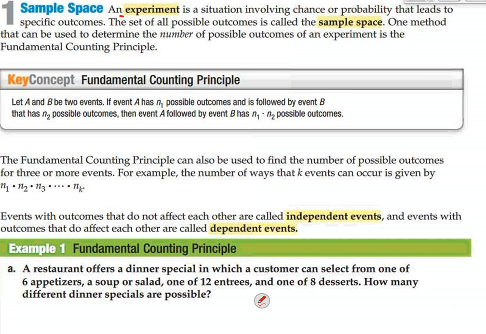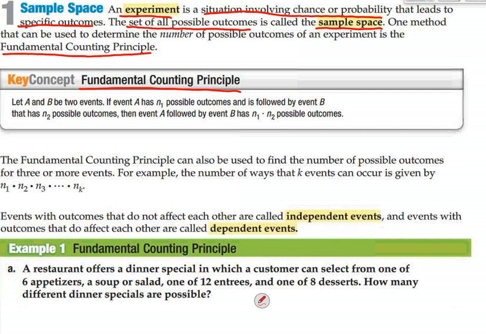So an experiment is simply a situation involving chance or probability that leads to specific outcomes. The set of all possible outcomes is the sample space. And sometimes we use the fundamental counting principle. The fundamental counting principle is something you want to know and be aware of. A typical problem is like a pizza problem. How many different ways can you make a pizza if you can have 3 kinds of crusts, 8 kinds of toppings, and things like that?